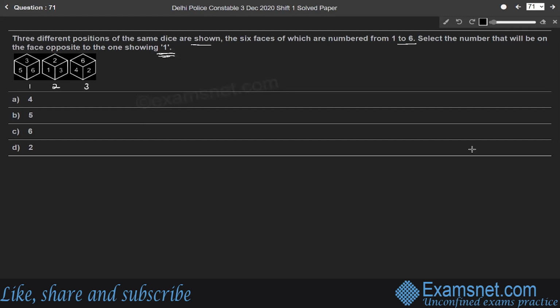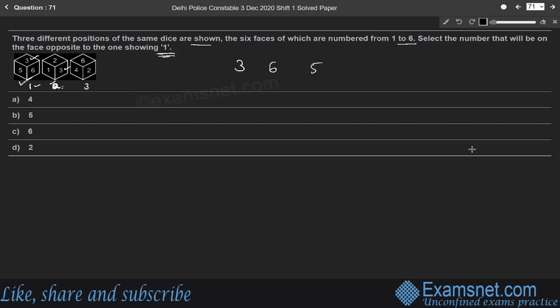So choose any two dice with one face common in the figures. Let us choose the first and second position, where face 3 is common. In such a case, write the faces in clockwise direction, starting from the common face. That means starting from 3, write the faces in clockwise order: 3, then 6, then 5.